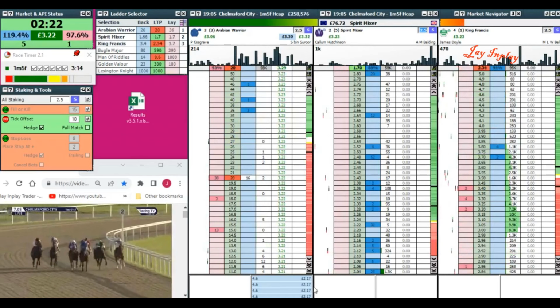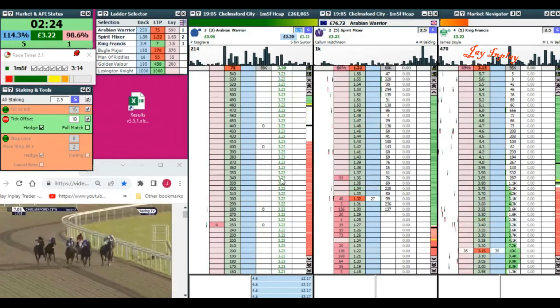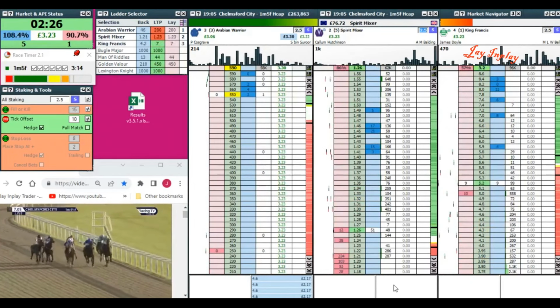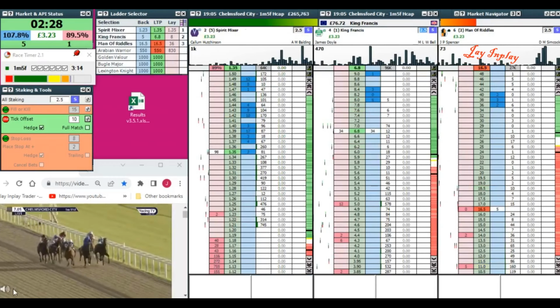Arabian Warrior's gone on now. Lexington Knight under pressure. King Francis has got a gap. Spirit Mixer's going very nicely. Man of Riddles trying to run on in behind them with Golden Valor.